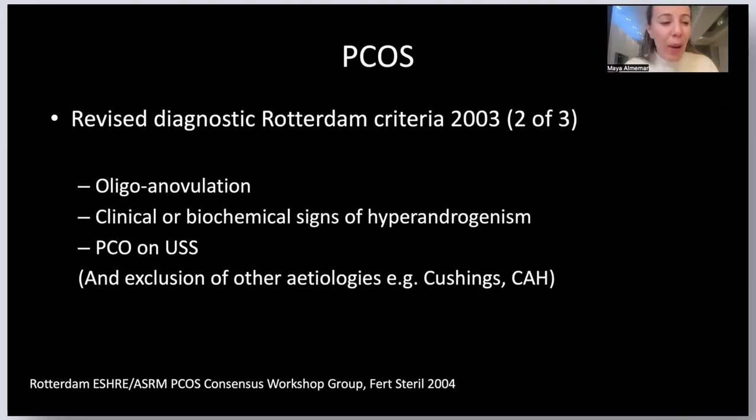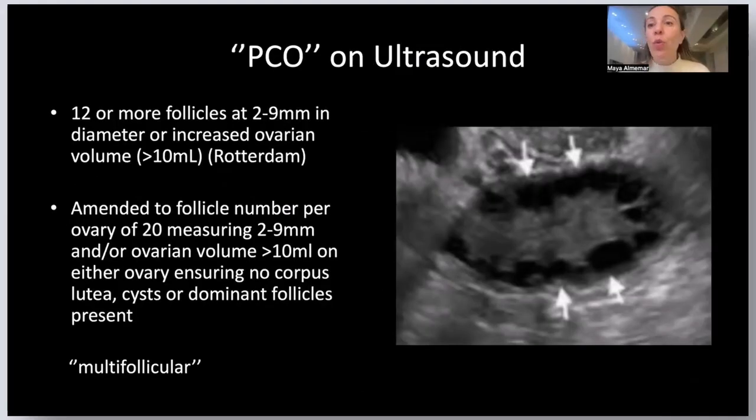Just a quick note on PCOS, if I may. Polycystic ovarian syndrome, as we know, is driven by insulin resistance and has quite strict criteria based on the presence of 2 out of 3 of oligoanovulation, clinical or biochemical signs of hyperandrogenism, and obviously polycystic ovarian morphology on ultrasound. And it is a diagnosis of exclusion because you have to exclude other etiologies such as congenital adrenal hyperplasia and Cushing's.